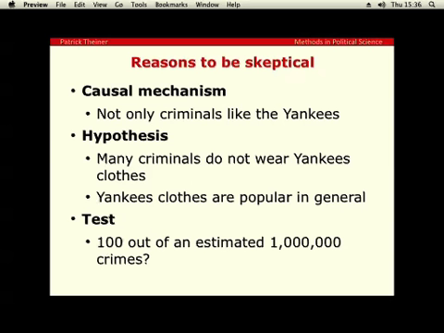Then on the other hand, of course, many criminals don't wear Yankees clothes. The article so helpfully suggests 100 people have been seen in Yankee clothes, but then it turns out that in 1 week in New York City, there's 2,000 crimes. So if you multiply that by 50 weeks, and then by 10 years or so, you get roughly 1 million crimes over 10 years. And the New York Times suggests that because in 100 out of 1 million cases, that means we should believe that the Yankee stuff is somehow indicative of a criminal. So that, for example, is not science.